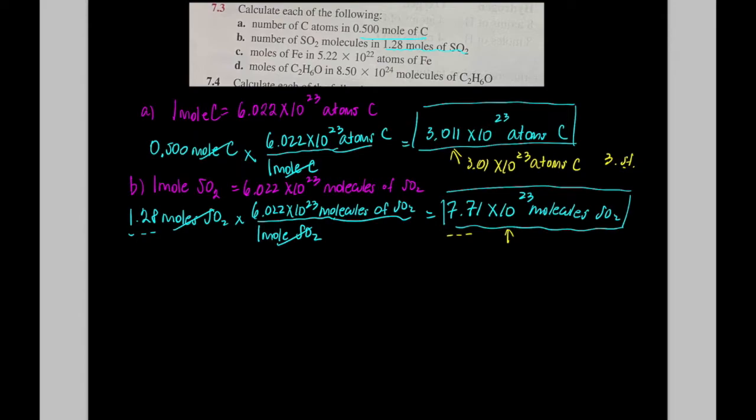All right. So for problem C, we're doing something similar. Instead we're starting with atoms of iron, and we want to figure out how many moles that is. So first, what we do is, once again, we set up the equivalency. 1 mole of iron is equal to a gazillion atoms of iron. Okay. And we're starting with this very large quantity of atoms.